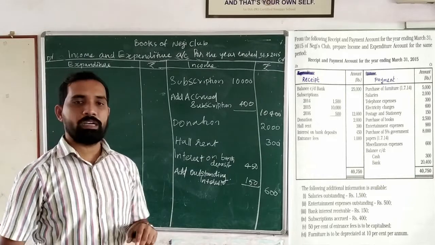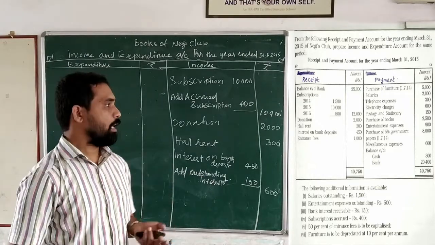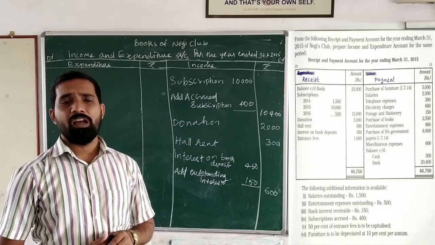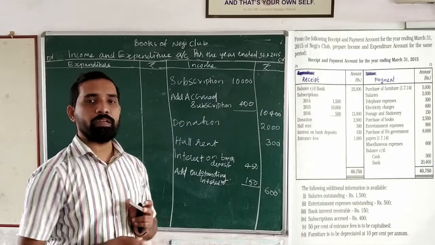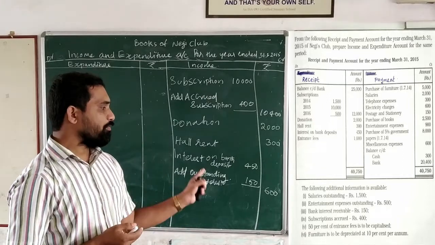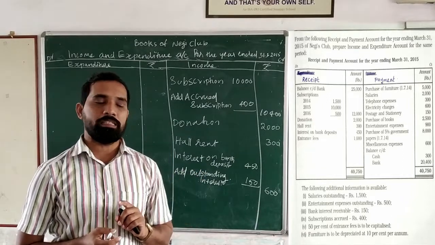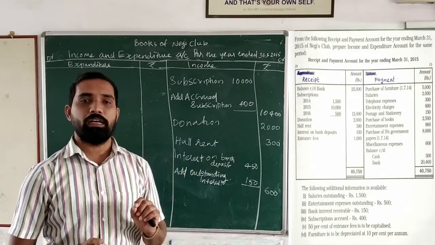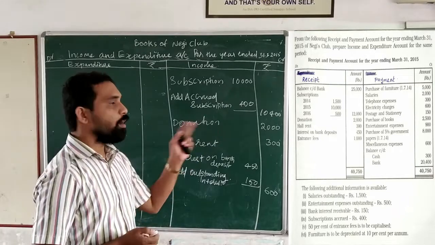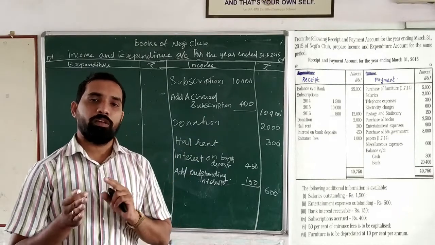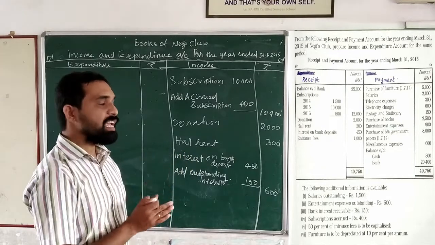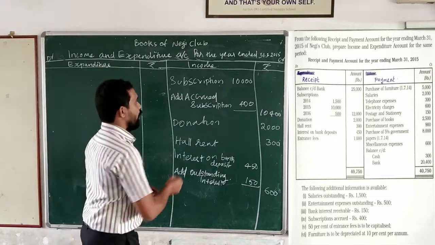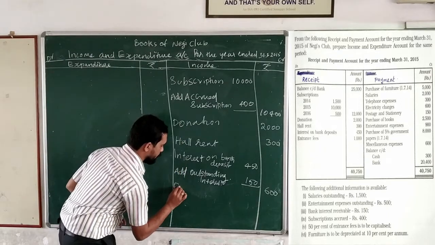The next item, what is it? Entrance fees, rupees 1,000. Here one adjustment is there: 50% of entrance fees is to be capitalized. Only 50% is to be capitalized. So the remaining 50% we can show in the income and expenditure account. So entrance fees on the income side.